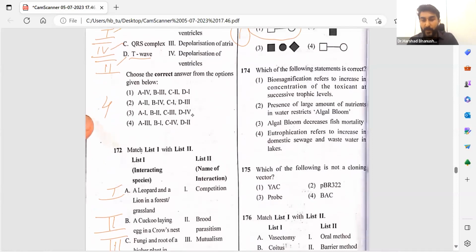Find out the correct statement. Biomagnification refers to increase in concentration of toxicant. Yes, this is the correct statement. In fact, this was given in the other question. Presence of large amounts of nutrients in water restricts algal bloom. In fact, it promotes. So this is wrong. Algal bloom decreases fish mortality. Wrong. It increases fish mortality. Eutrophication refers to increase in domestic waste. It does not refer to increase. Eutrophication is aging. So this is a wrong statement, wrong statement, wrong statement. I would mark the first as the correct statement.